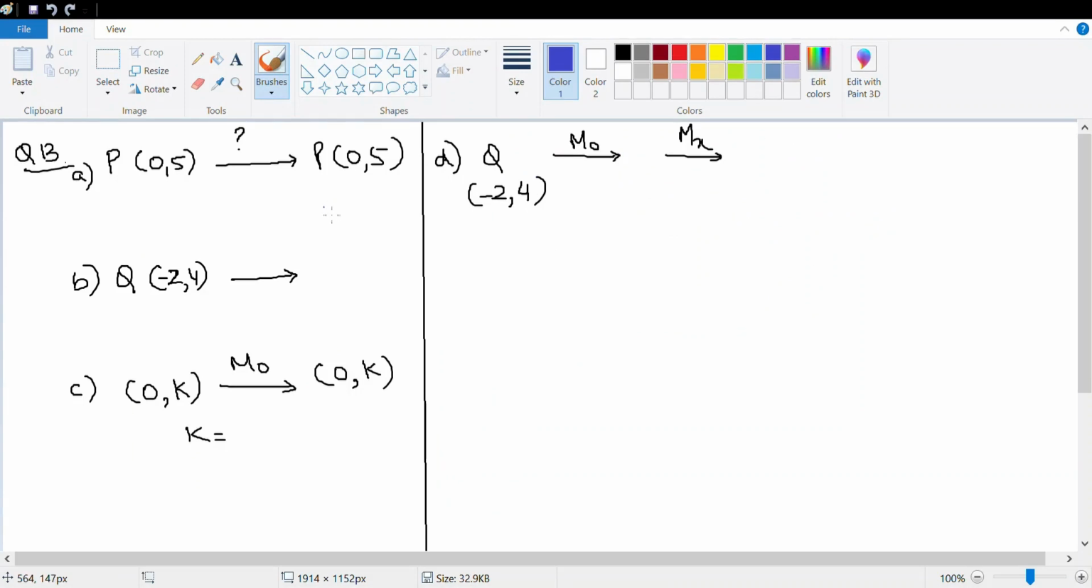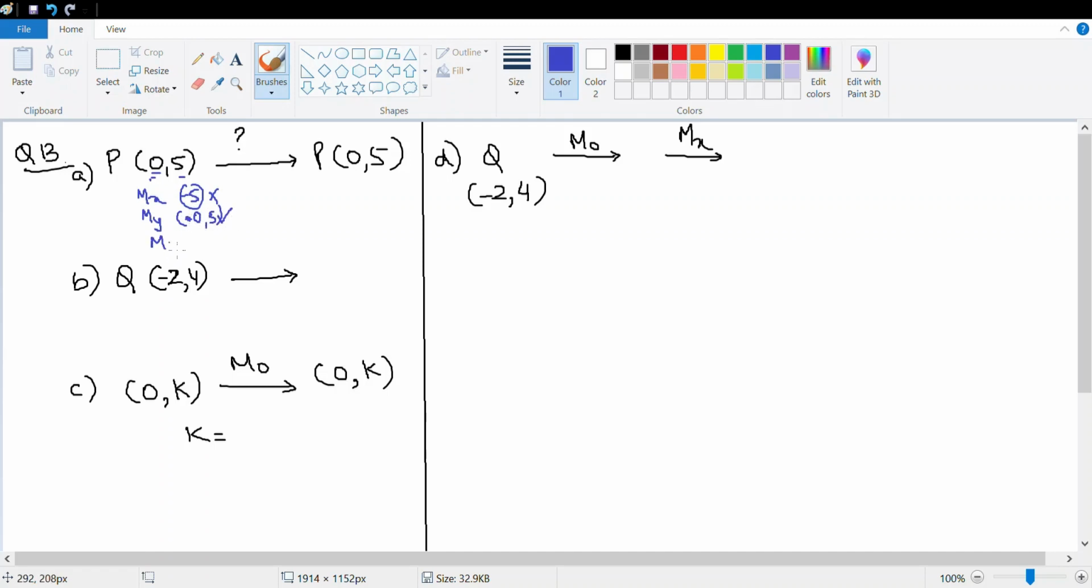Question number 13. P and Q have coordinates given. P is invariant when reflected in an axis. So if P is 0, 5, which axis will it be invariant on? Which means it will remain 0, 5. Had I reflected it on the x-axis, my y coordinate would have changed to -5. So it doesn't work. If I reflect it on the y-axis, my x coordinate will change to -0, 5, which is basically the same. So My is possible.